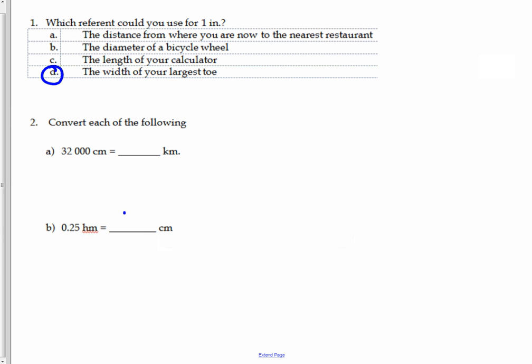Your conversions are on your formula sheet, right? You don't have to memorize the metric. I believe the metric chart is on there. It says kilo, hecto, deca, and then there's your actual units. And then deci, centi, milli. That's what's on yours. And then this is your units.